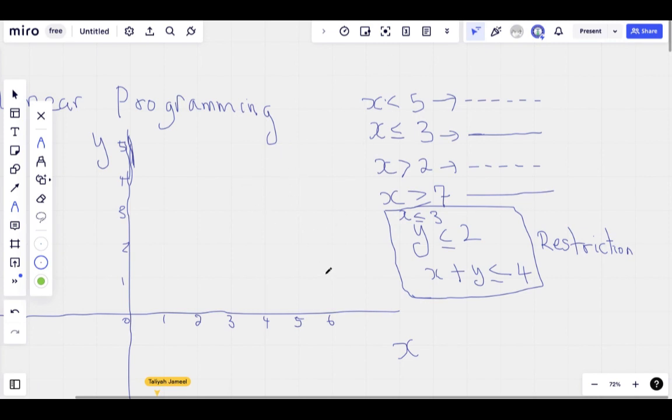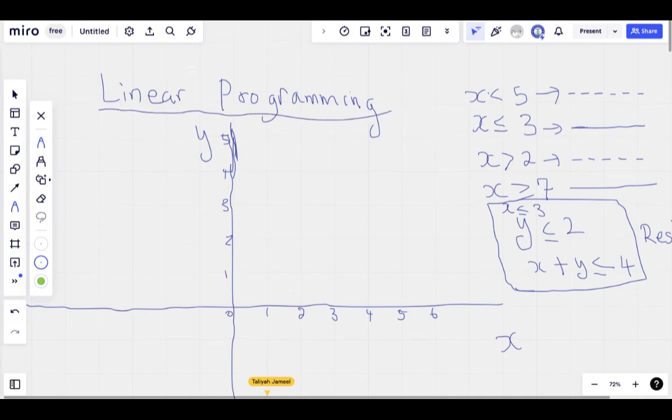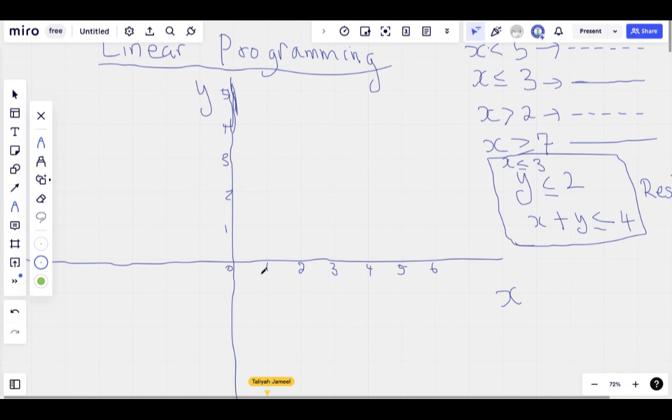I said, I started by saying that in linear programming, first of all, we should be familiar with how to graph a normal graph, how to plot a normal graph. So when we have a normal graph, let's say here is -1, -2, we should have an idea how to plot a normal graph. That's number one, the first thing we need to know.